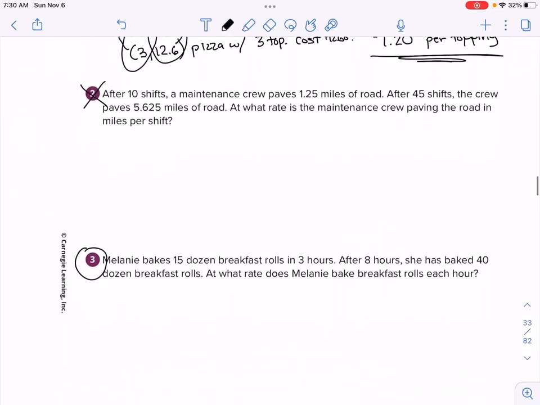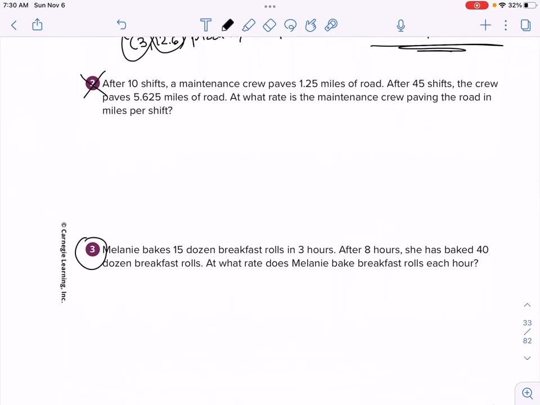Let's go to number 3. We'll skip number 2. This is talking about Melanie. So Melanie, is she a baker? Yes. So she bakes 15 dozen. Dozen is 12, so for 15 dozen you have to multiply 15 times 12. 15 dozen breakfast rolls in 3 hours. Right, so that's a key piece of information there.